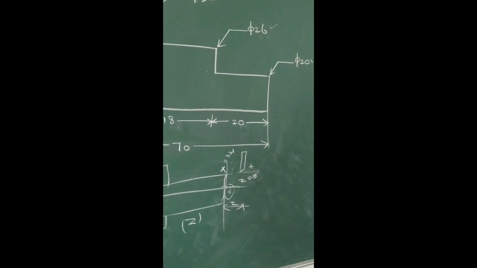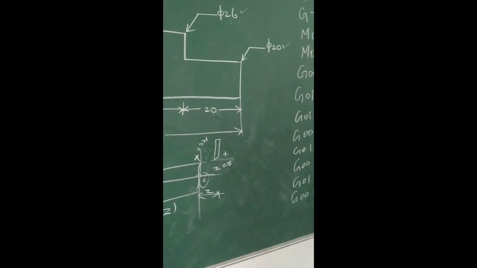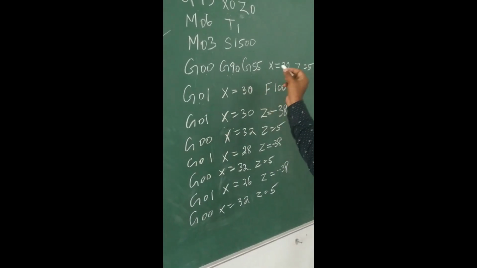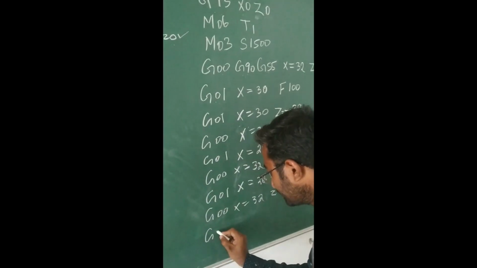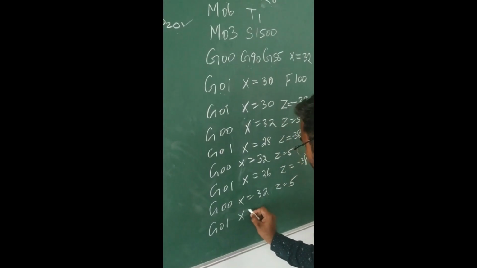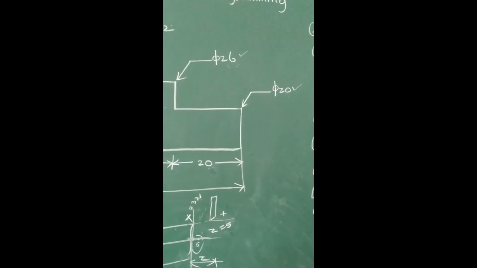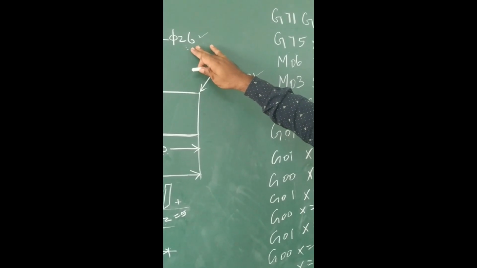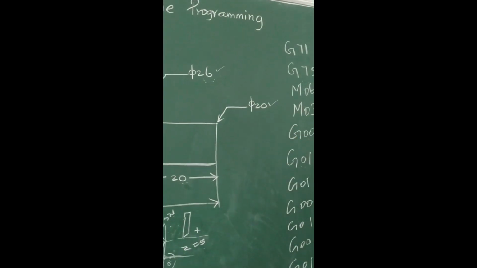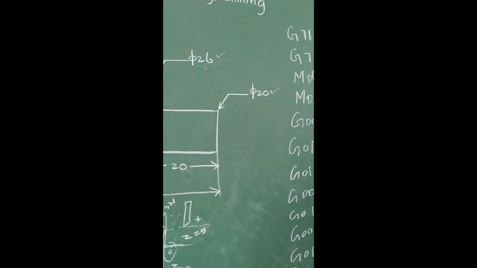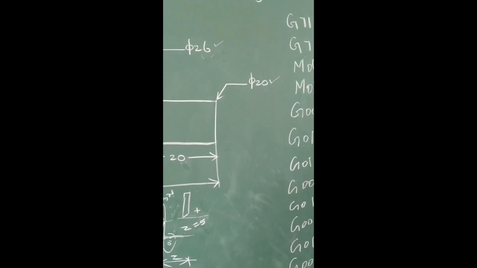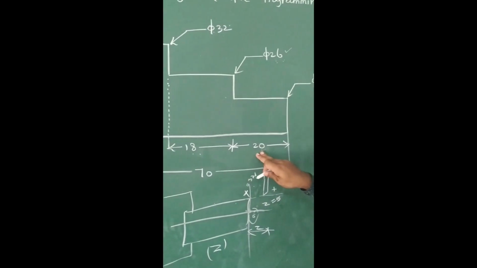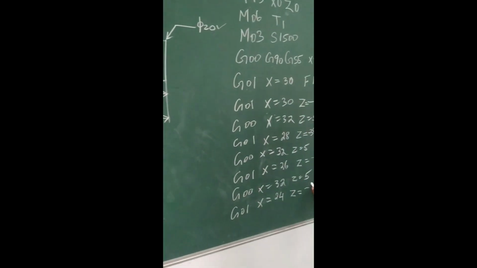So I am going to write G00, X is equal to 32, Z is equal to 5. So I am sending it to the home position. Again G01. Now X is equal to, we have to reduce 26 to 20. So to reduce further 2 mm, now the X value will be 24. X is equal to 24. Z is equal to length. Now this is the reference point. We are reducing the length only 20 mm. So the Z value is minus 20.